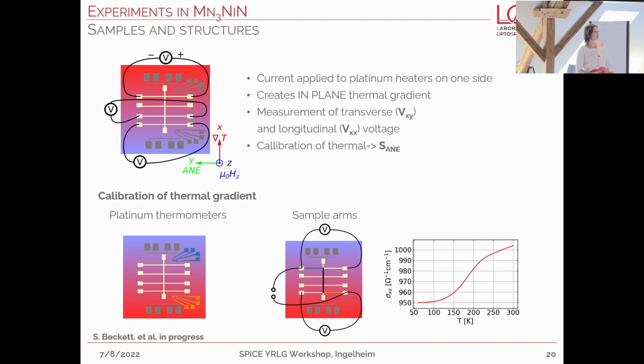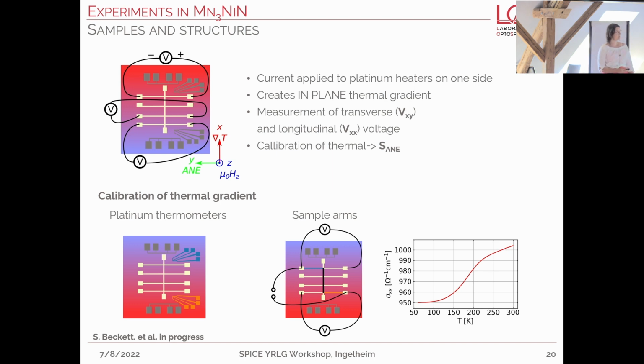So this was the Nernst response, and in order to get the Nernst coefficient, it was necessary to calibrate also the thermal gradient, which was done by two different methods, either using the platinum thermometers or simply by using the sample itself. So they measured longitudinal resistance as a function of temperature, and then when they applied the current through the heaters, they measured the change of the longitudinal resistance, which enabled us to measure the temperature at different points of the device and thus the thermal gradient.